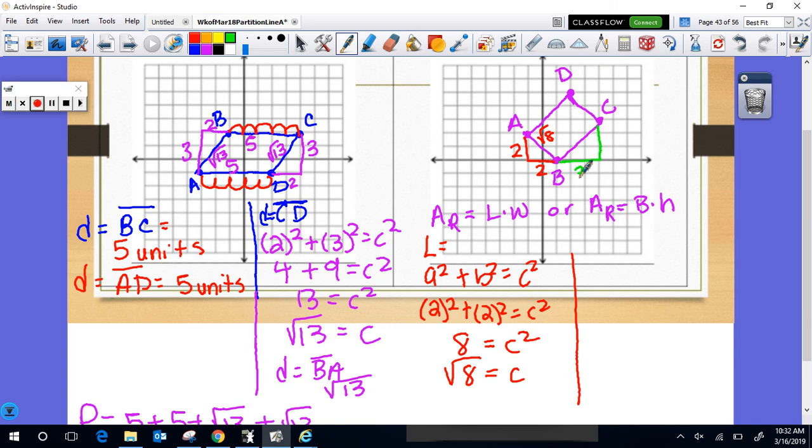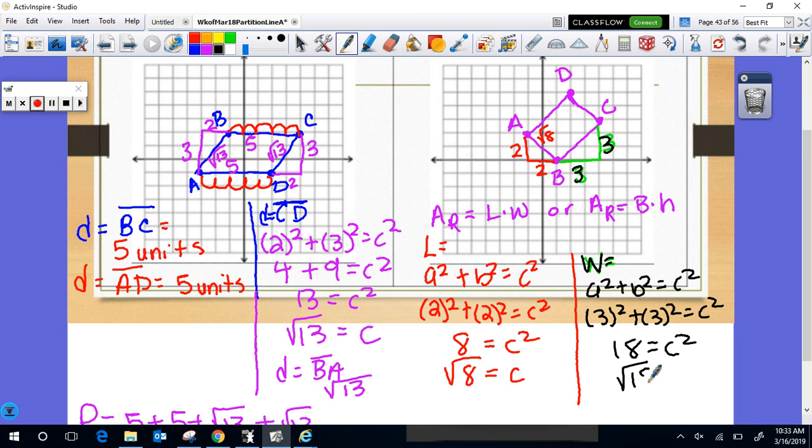So here I do 3 this side, 3 this side. The width of this would be equal to, and I'm going to change this color because I don't know how bright your screen or resolution is on your computer. It might look bad. So the width would be equal to A squared plus B squared equals C squared. So 3 squared plus 3 squared equals C squared. So you get 18 equals C squared. Square root of 18 is C. So this side right here is the square root of 18.